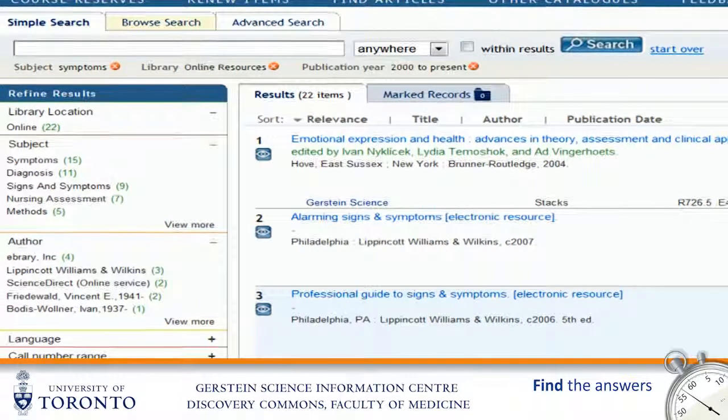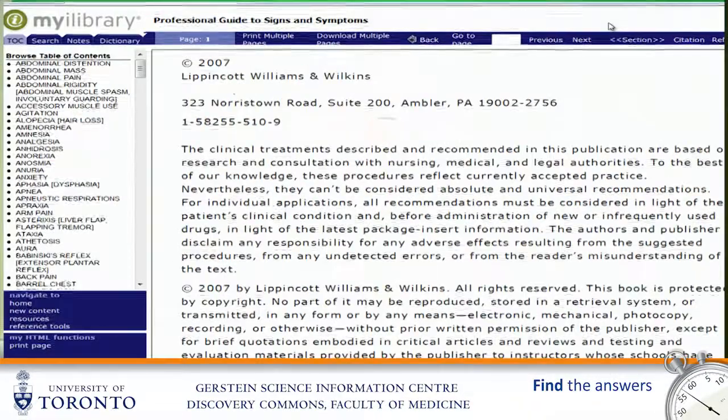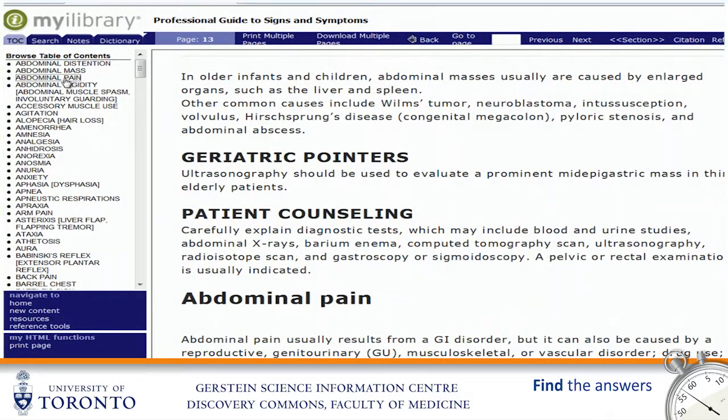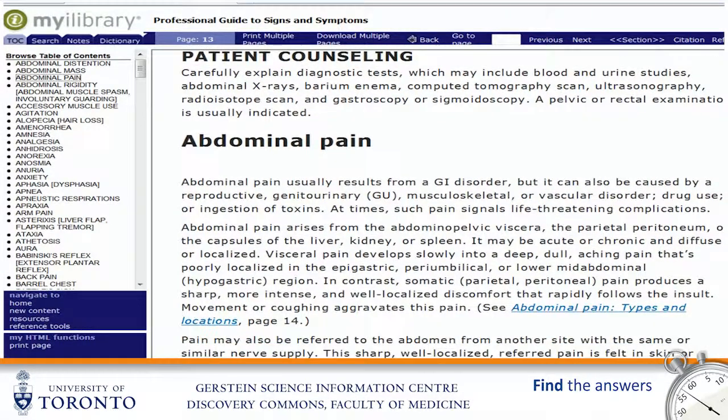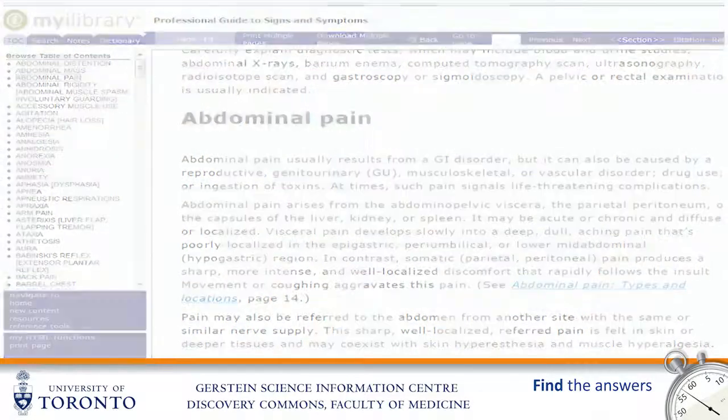In this example, I've selected the Professional Guide to Signs and Symptoms. Once I connect to the book, I use the sidebar index of symptoms to find one of the major symptoms that are part of my case. By selecting abdominal pain, I went directly to the section of the book that describes the likely possible causes of abdominal pain and suggests options for next steps in diagnosis. In this slide, you can see the beginning of the section on abdominal pain, which continues for several pages and provides clues to the nature of our patient's pain.